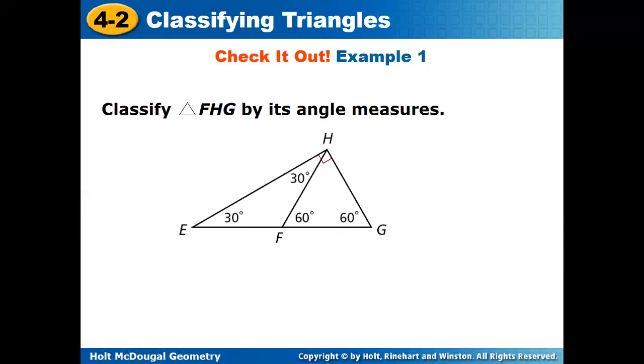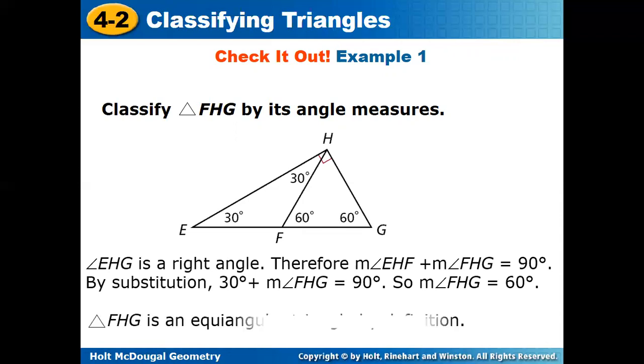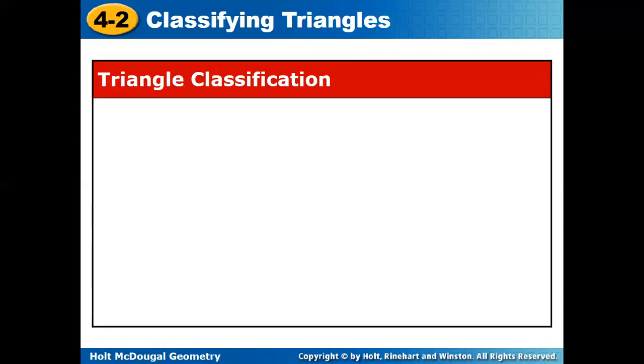So in the triangle HGF or FHG, we have three angles that are acute and congruent. So what is the type of this triangle? Yes, the type of this triangle is equiangular triangle by the definition, because we have three angles and all are acute and all are congruent.